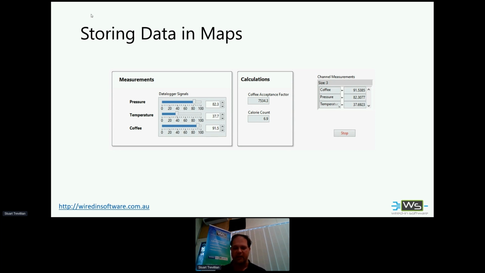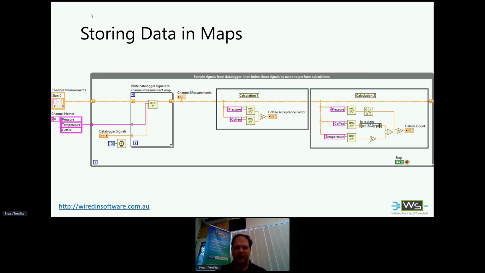development time. So let's say that we need to use the measurements for pressure, temperature, and coffee count to calculate two values, which I've called the coffee acceptance factor and the calorie count. Here we define a new map with just a single data type as the value to store the signal measurements, and we're going to use the channel names again as the key. So as the data logger signals are acquired, we add each to the map where the channel name is the key. And we can then use the key to retrieve the values for the channels that we need for our calculations.